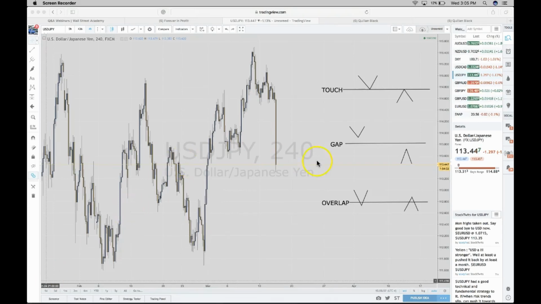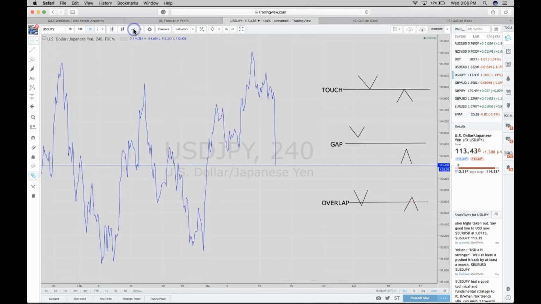Okay, so I have 3 situations right here. The touch, which is when it does this right here. The gap, it looks like this. And the overlap, which looks like this. All this is done on a line chart, like this. Okay, and I'll be showing you guys a few examples and running through the entire chart.